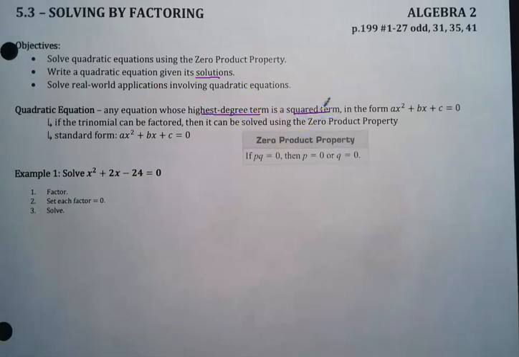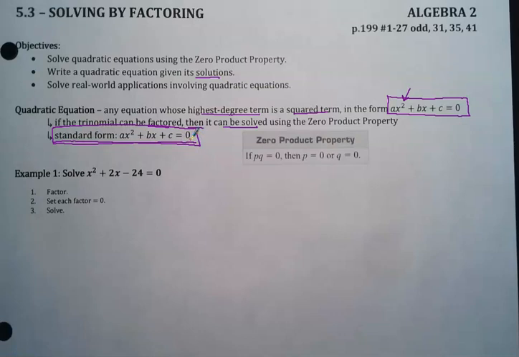All right, first of all, a quadratic equation is any equation whose highest degree term is a squared term. It is in the form of ax squared plus bx plus c equals 0. That's like our standard form of that. But its highest degree term is a squared term, right? The 2 is the highest degree term. If the trinomial can be factored, then it can be solved using the zero product property. And again, our standard form is ax squared plus bx plus c equals 0.